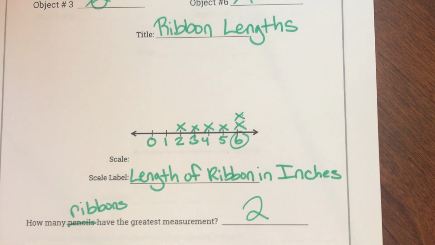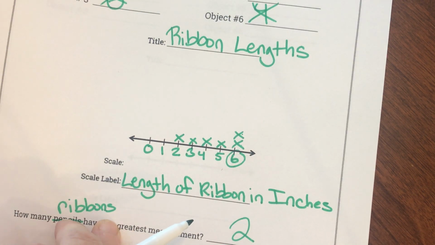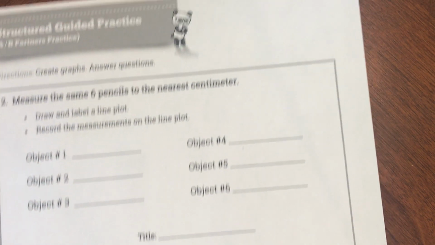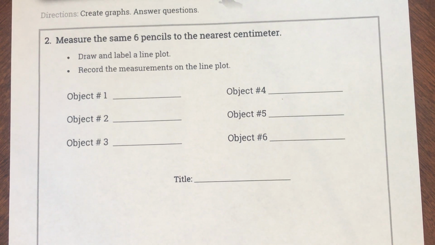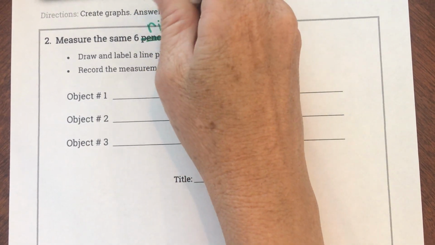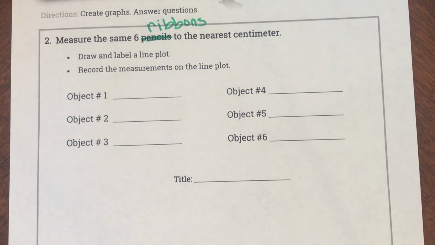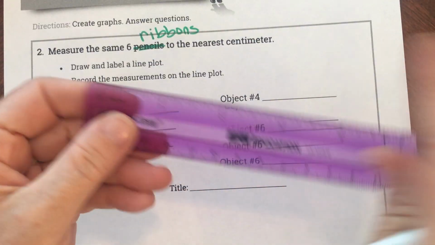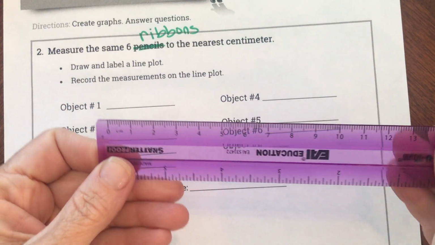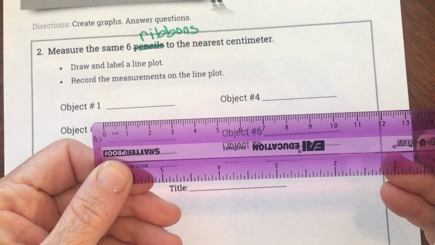Okay, let's try another one together, ladies and gentlemen. It should be on page 247. And when you look at it, this is what you should see. Okay, this says measure the same 6 pencils to the nearest centimeter. Remember, we weren't doing pencils, we're measuring the same 6 ribbons to the nearest centimeter. When I looked at my ruler, remember the larger measurement that I was using was inches. This measurement is centimeters.